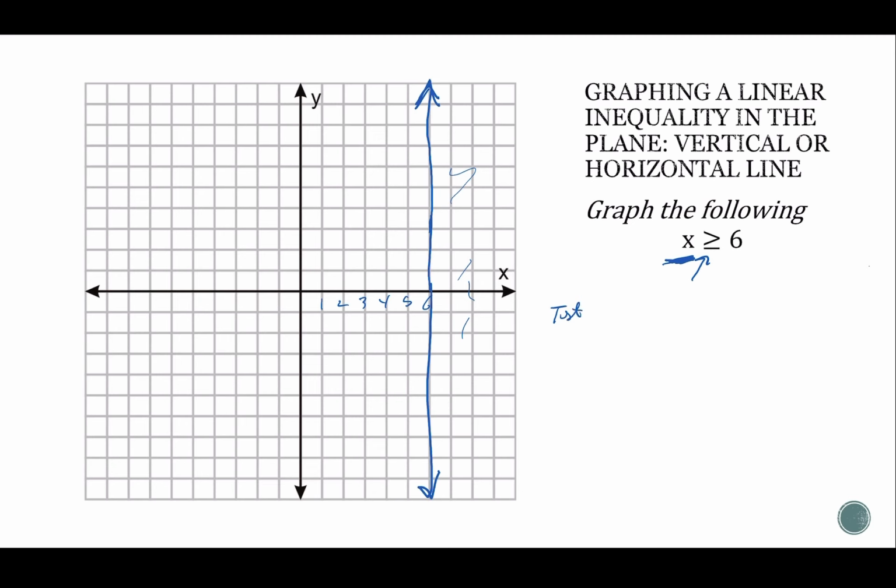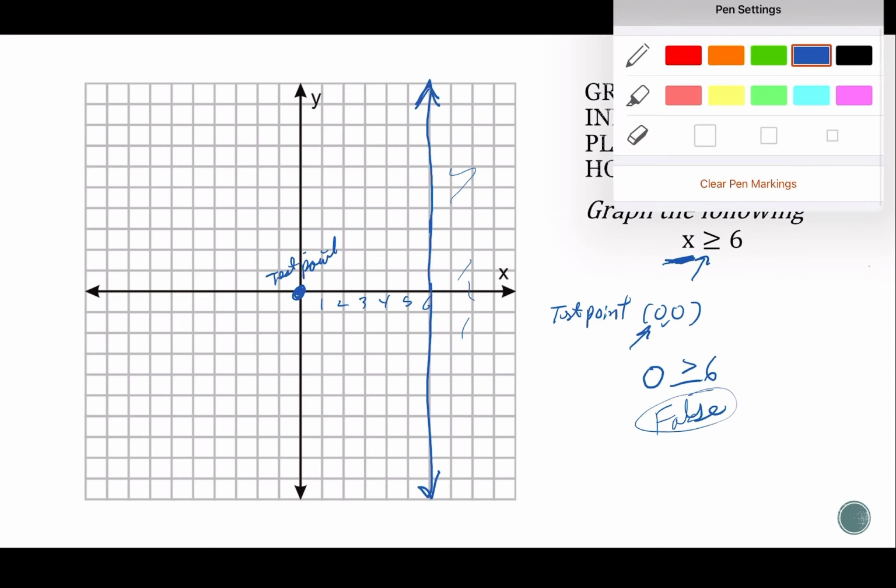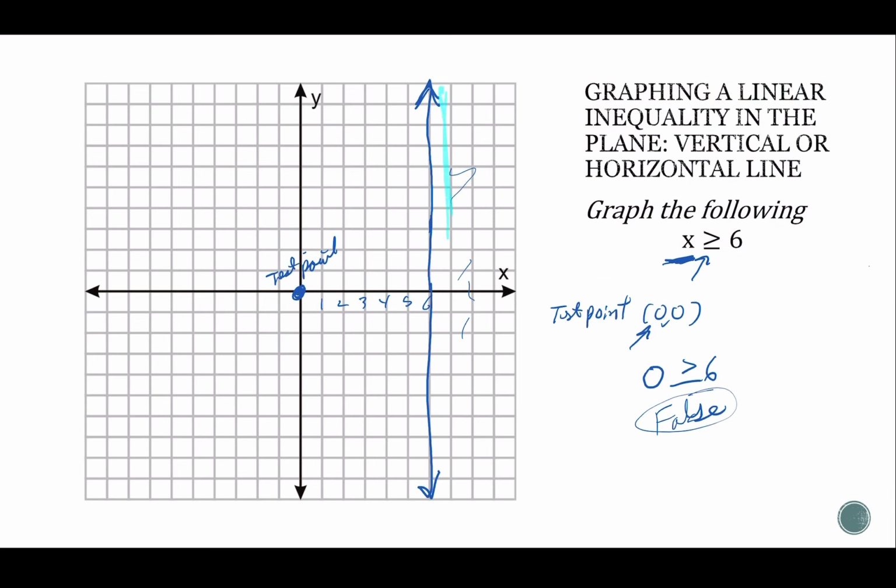So let's pick a test point. I always like to label it, though you don't have to. Whenever I can, I pick the origin. So I have 0, because that's my x, is greater than or equal to 6. That's false. So that means the test point is not part of my solution, so I'd actually want to shade to the right. So we can shade over here.